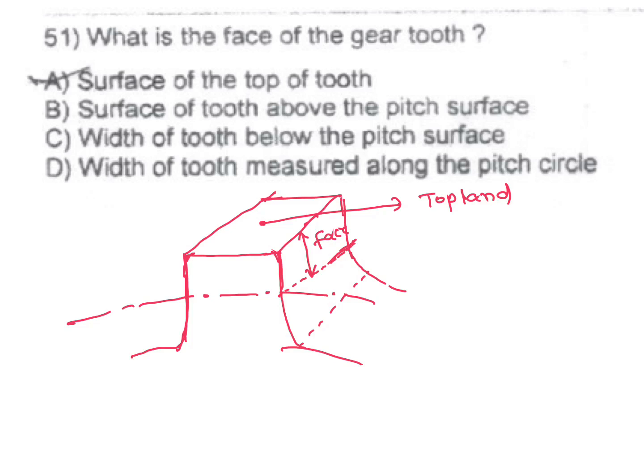Width of tooth below the pitch surface. Below the pitch surface, this width. Tooth widths. Then width of tooth measured along the pitch circle. This one. Answer is surface of tooth above pitch surface. This is face, and below pitch surface this area, this is flank. Flank and face.